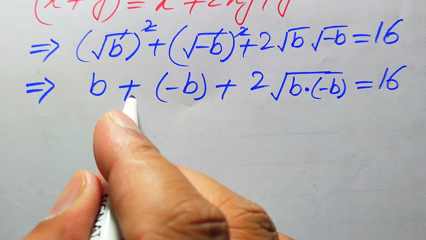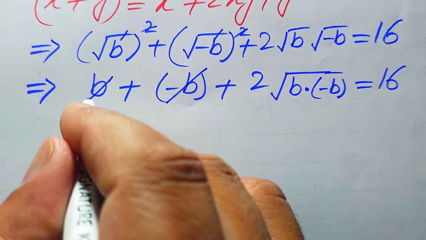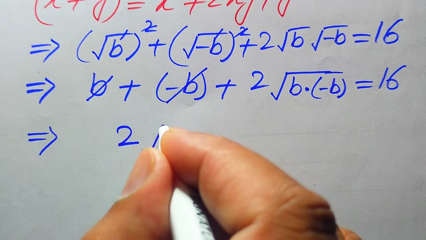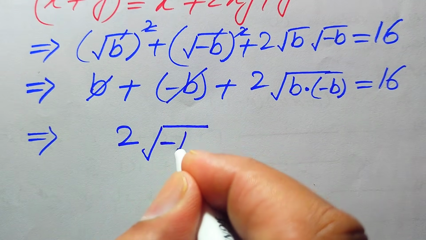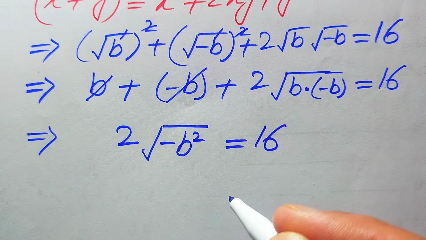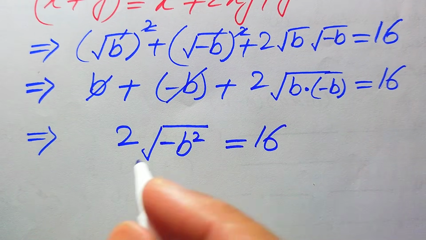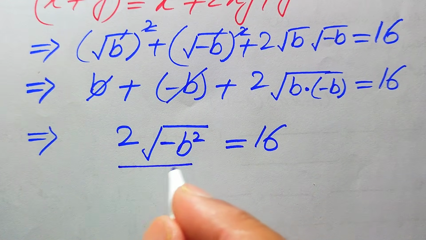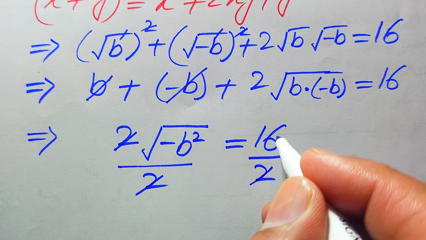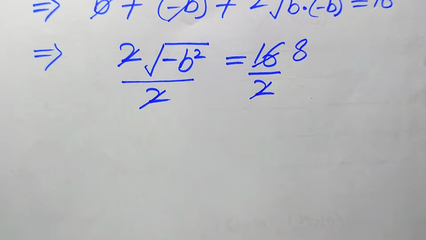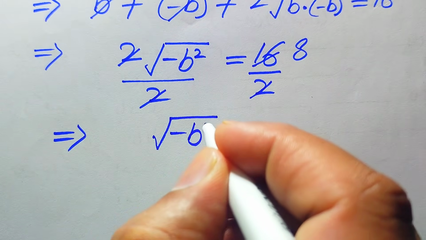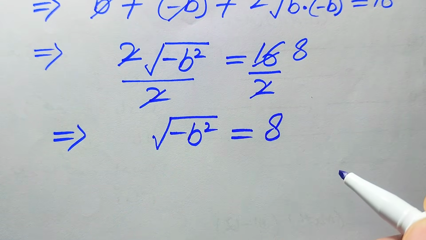Here you see that positive b and negative b cancel each other out, and we get 2 times √(-b²), equal to 16. Now we need to remove this 2, so we divide both sides by 2. These 2 and 2 are gone, and 16 divided by 2 becomes 8. We obtain √(-b²) = 8.